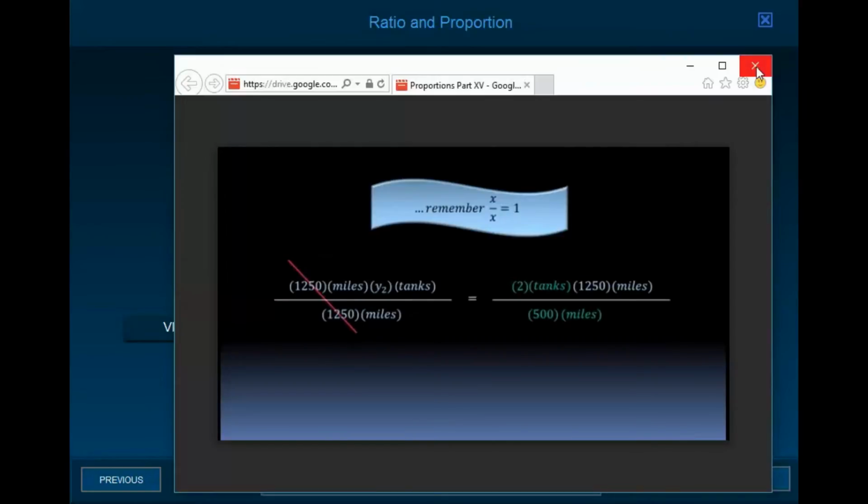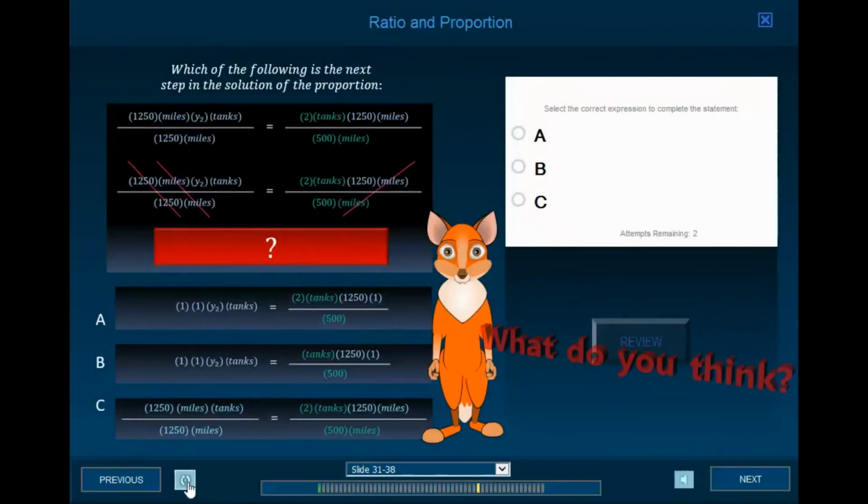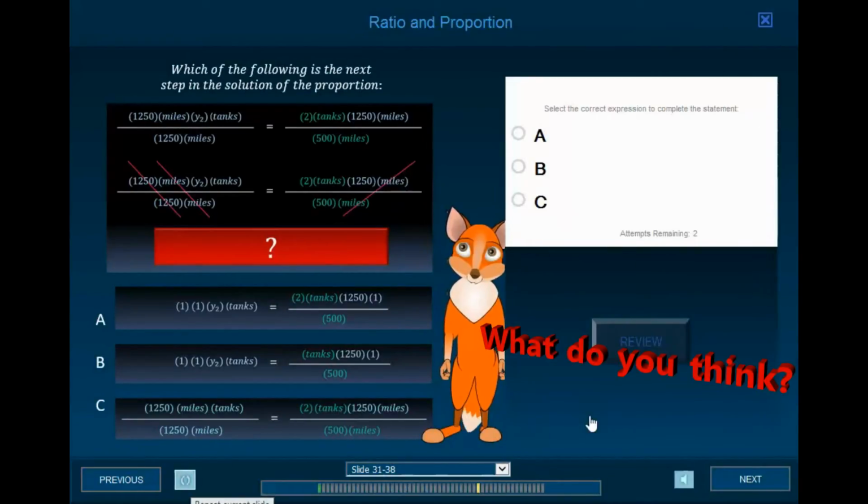1,250 over 1,250 is 1. The miles unit over the miles unit is equal to 1, just like x over x is equal to 1, times y sub 2 tanks is equal to, looking at the right-hand side of the equation, miles unit over miles unit is equal to 1 times the rest of the equation. Which of the following is the next step in the solution of the proportion?